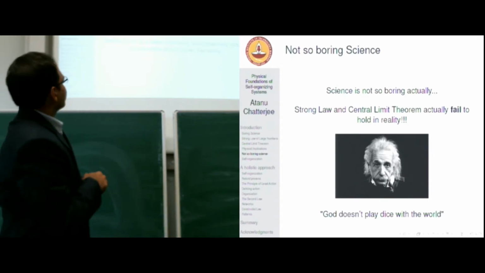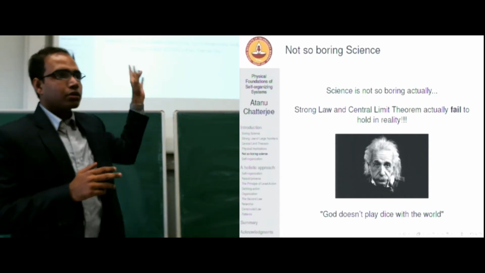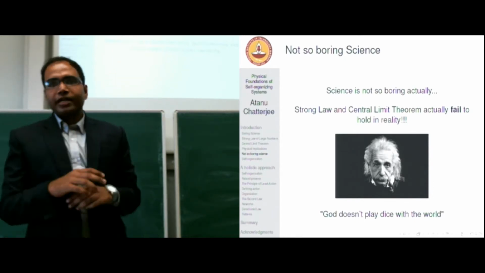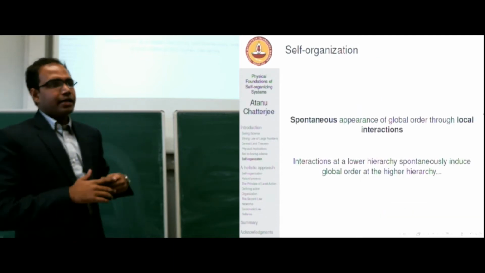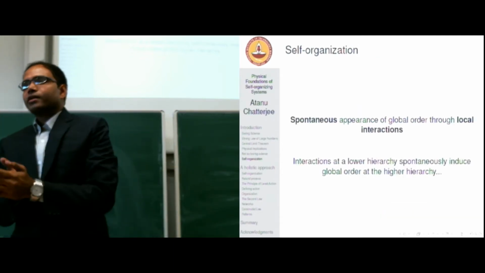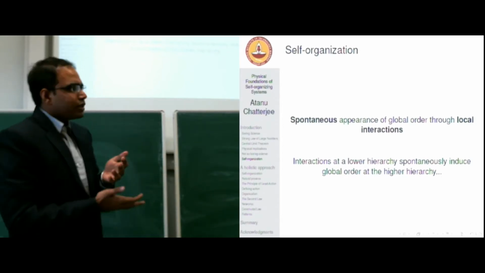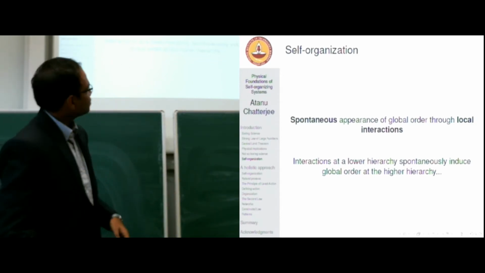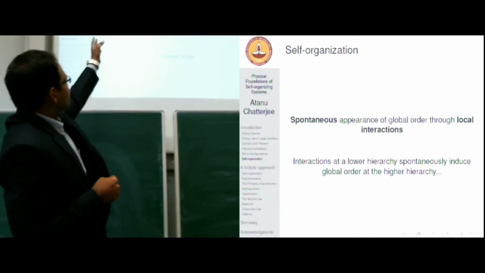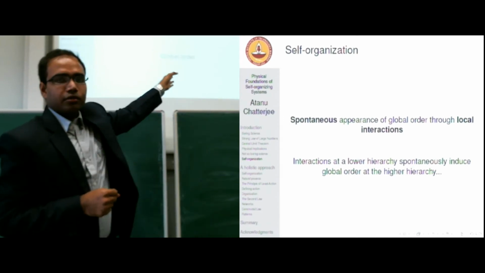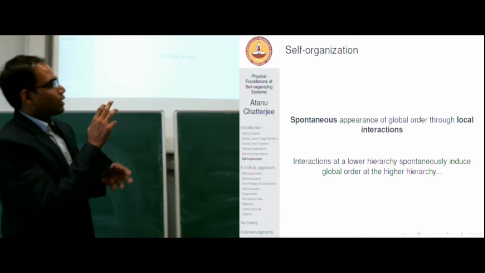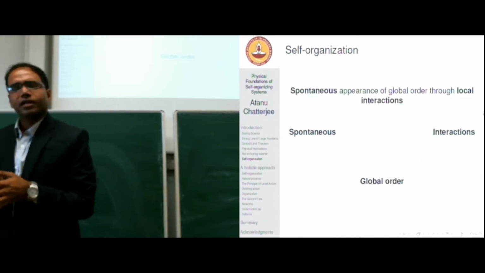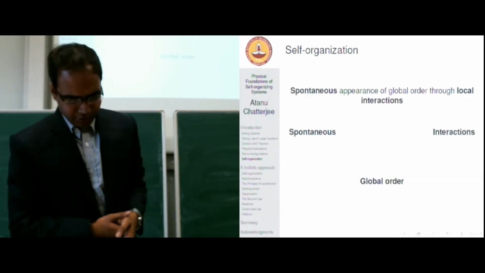Now we define self-organization as a spontaneous appearance of global order through local interactions. I have highlighted the words spontaneous and interactions. Spontaneous gives us a dimension of thermodynamics, and interactions gives us a classical mechanics or a mechanistic dimension. That means we have an emerging order when there is an interaction at a lower level. So here you can see the spontaneity, the interactions and the global order. We will see how these three things interplay with each other, which will help us analyze self-organization and define the laws, the foundational principles, for self-organization.